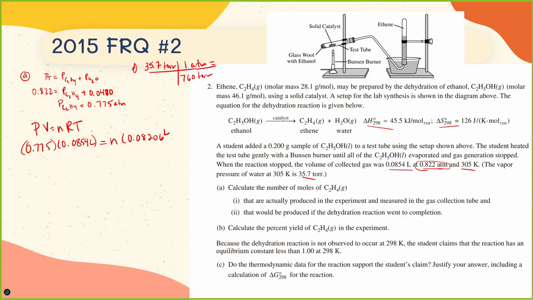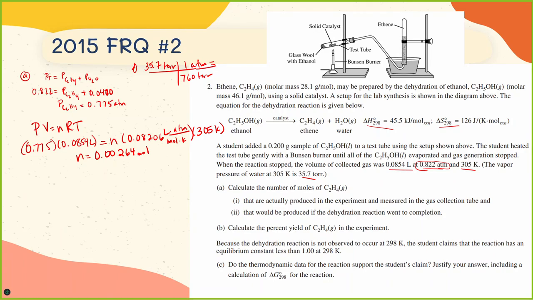0.08206 is the right number for the R value, which is liters times atm over moles times Kelvin. This is on your formula sheet. And then the temperature is 305 K. So we can find the moles here. 0.775 times 0.0854 divided by 0.08206 divided by 305. All right, so I'm getting for the moles, and I'm going to go with 3 significant digits on this one, 0.00264 moles.